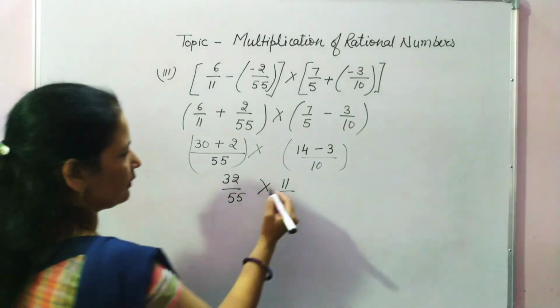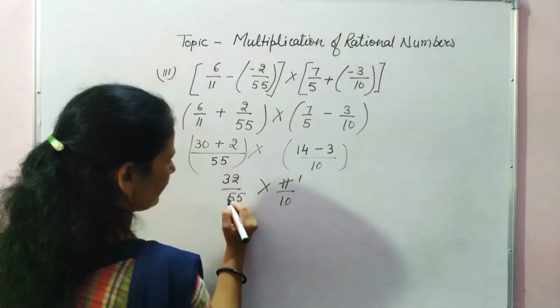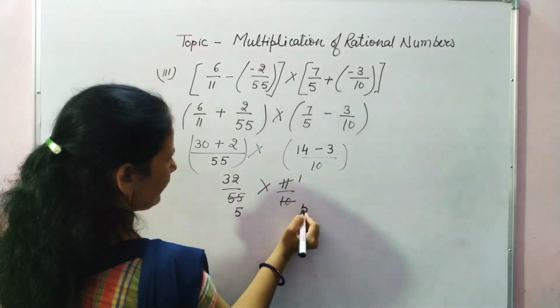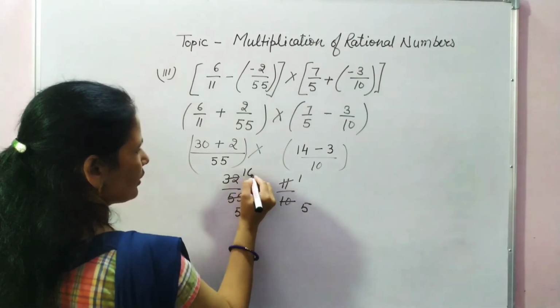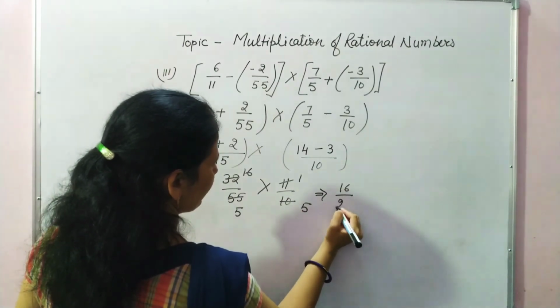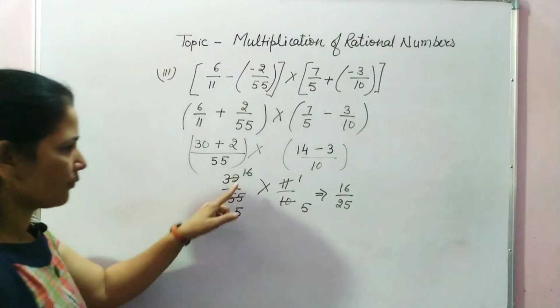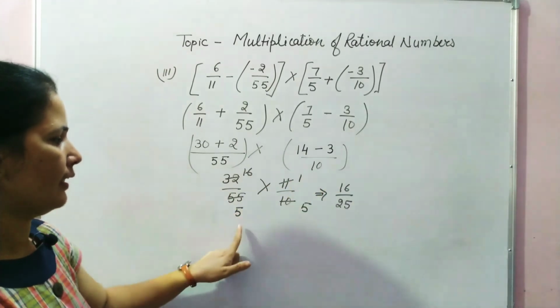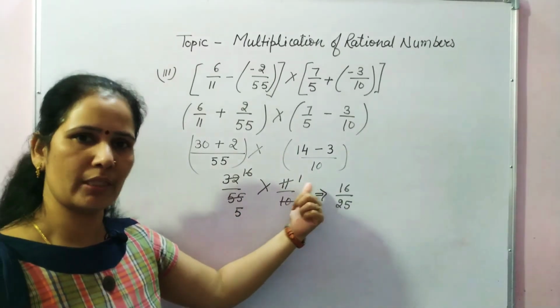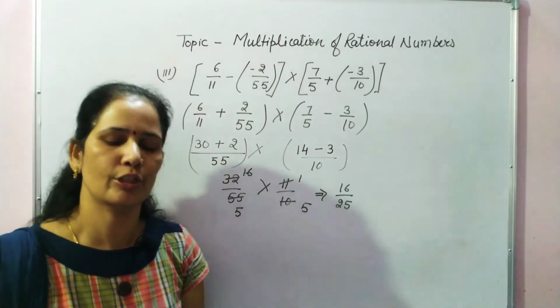Yes. Then 11 1 is 11, 11 5 is 55. Then 2 5 is 10, 2 1 is 2, 2 6 is 12. That means the answer is 16 by 25. How? 16 1 is 16 and 5 5 is 25. That means numerator multiply with numerator and denominator multiply with denominator.